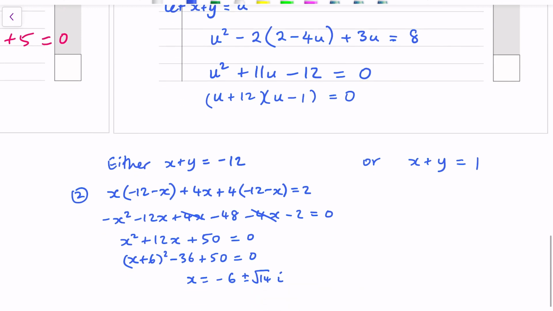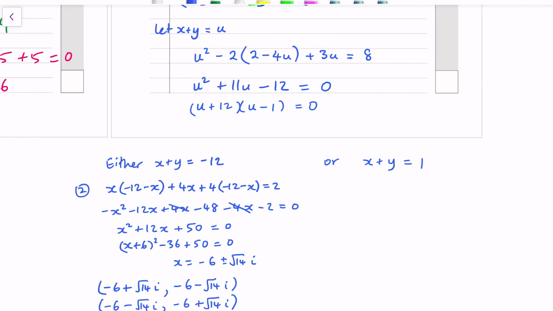And x and y are interchangeable, so if I choose x to be negative 6 plus root 14i, because they have to add to make minus 12, the y value will be negative 6 minus root 14i. If I choose it to be the other one, then the y value will be the opposite. They have to be conjugates.